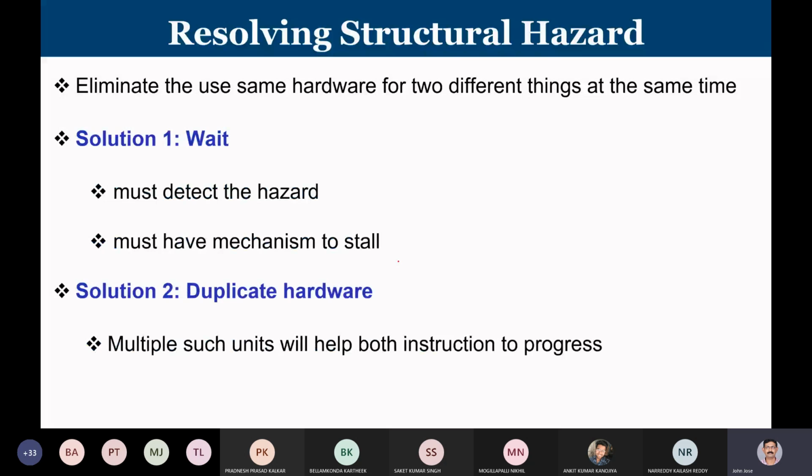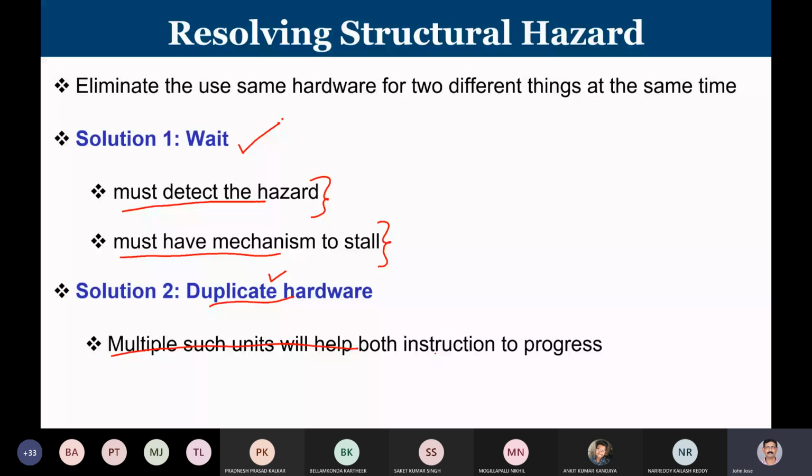The first approach is you have to wait. Whenever you find that two instructions are going to use the same hardware exactly at the same time, first of all, you have to detect that this is going to cause a hazard, and then you should have a mechanism to stall. One of the instructions will be delayed. They cannot run at the same time. So you find out there exists a hazard, and then pick one instruction and delay it such that they are not both performing the operation at this time. The second one is duplicating hardware. Duplicating hardware means multiple such units will help both instructions to progress.